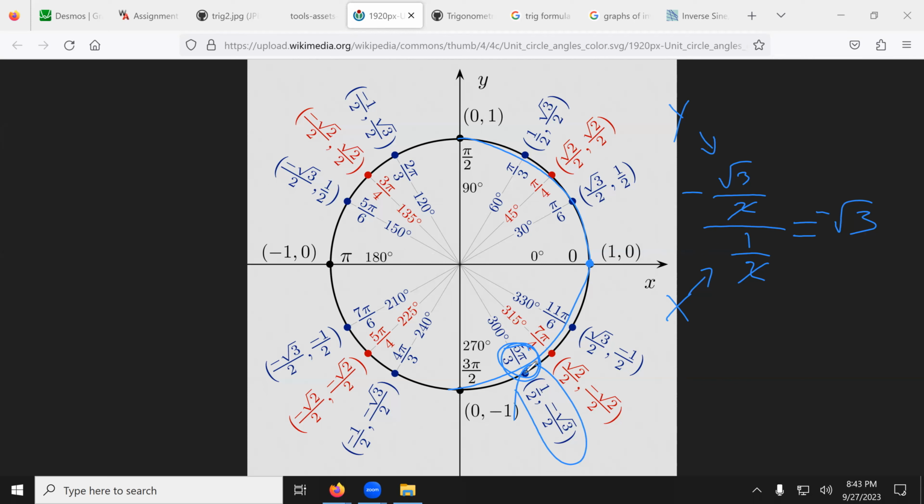60 degrees, right? Do you agree? Do you see why we chose this particular spot? Yes, because it was negative. Yeah, let's see. Don't forget the question.